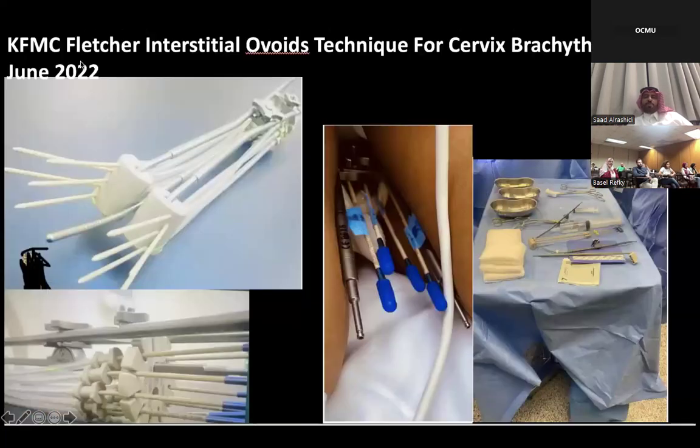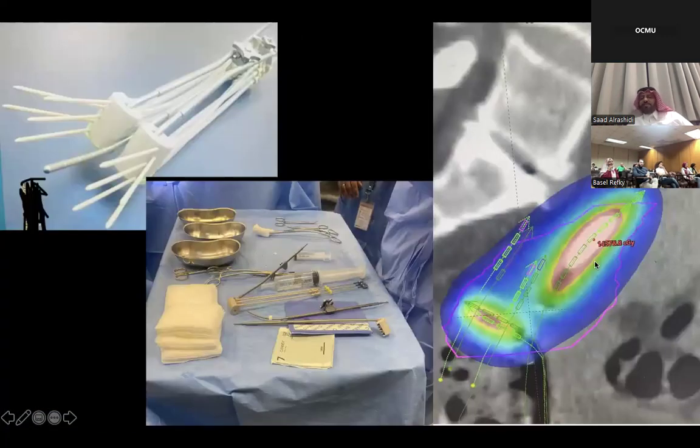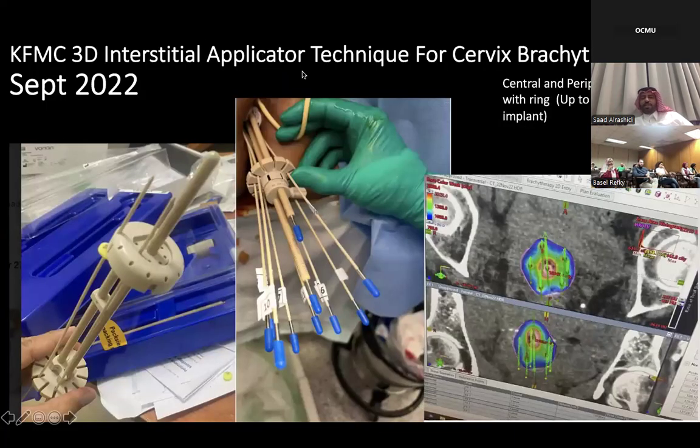And this is what they call the Fletcher applicator. You put the metallic tandem inside the uterus, and then you put the flange or the two ovoids inside the vagina, and then you insert your needle, oblique or lateral. Then you pierce the parametria and reach somewhere in the pelvis. This can give you really huge coverage for the disease, especially the parametrial disease. This is, again, an interstitial technique done only in our center.